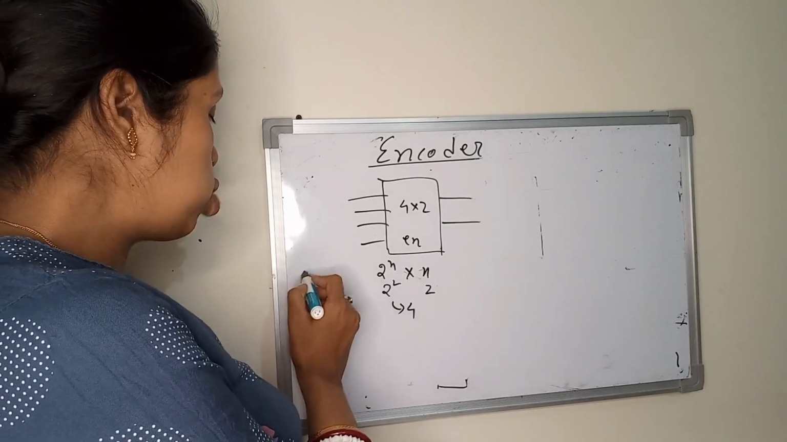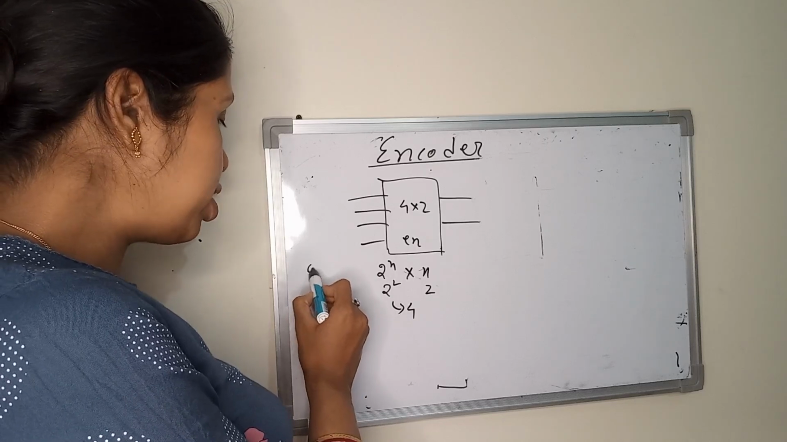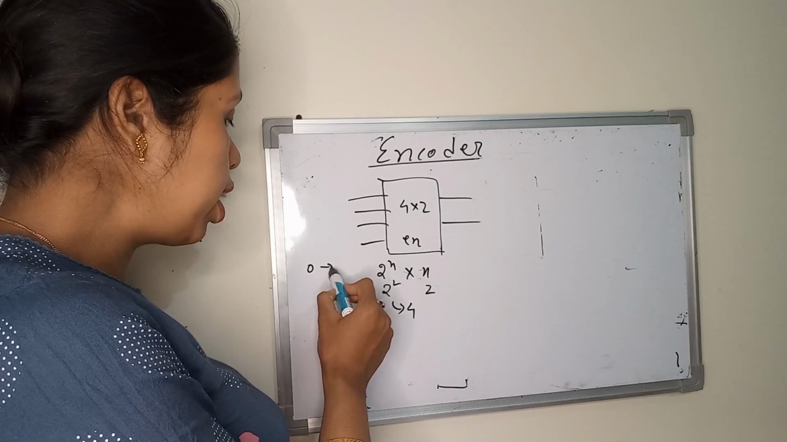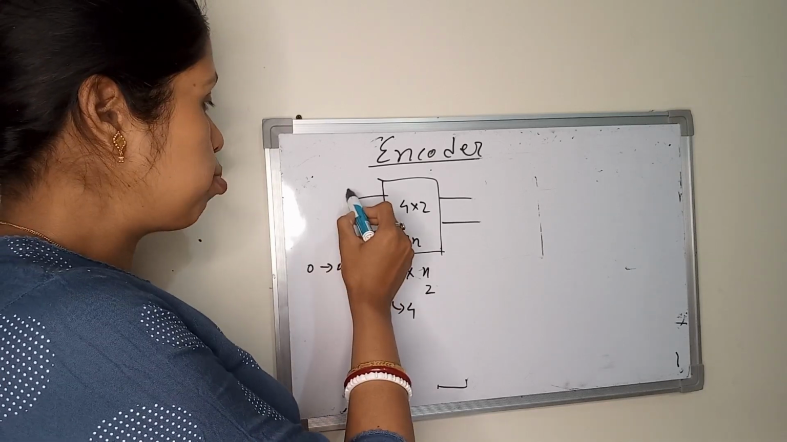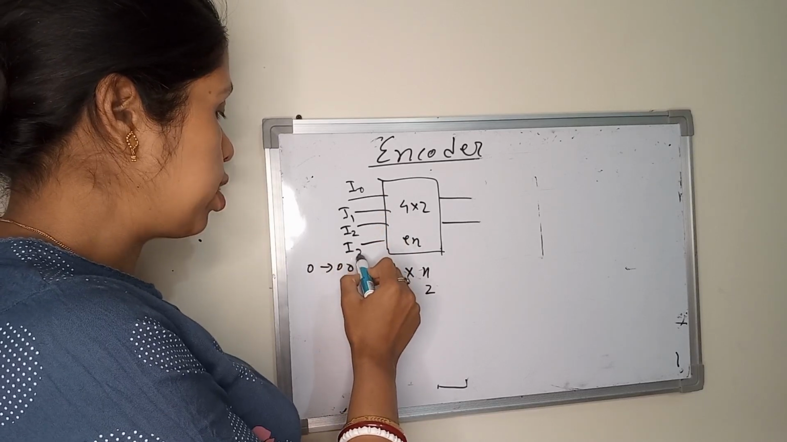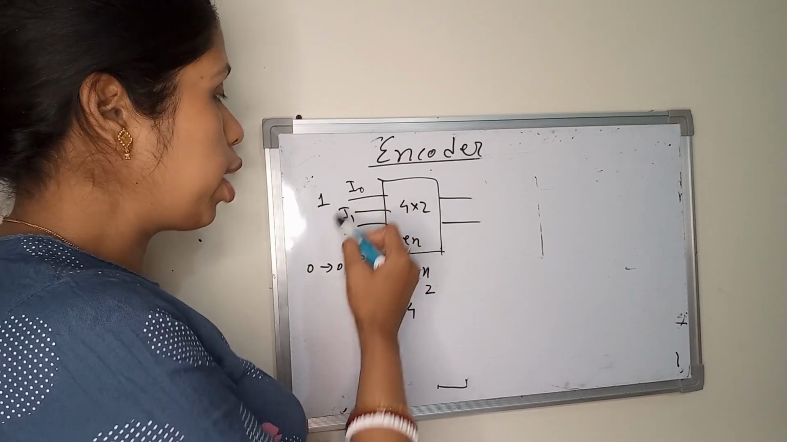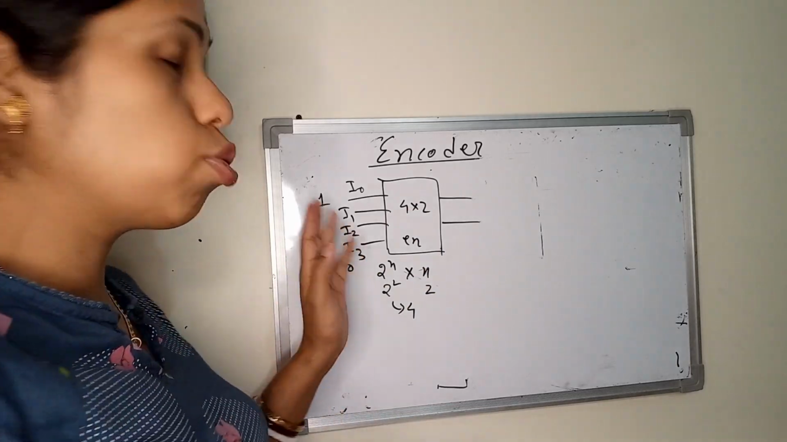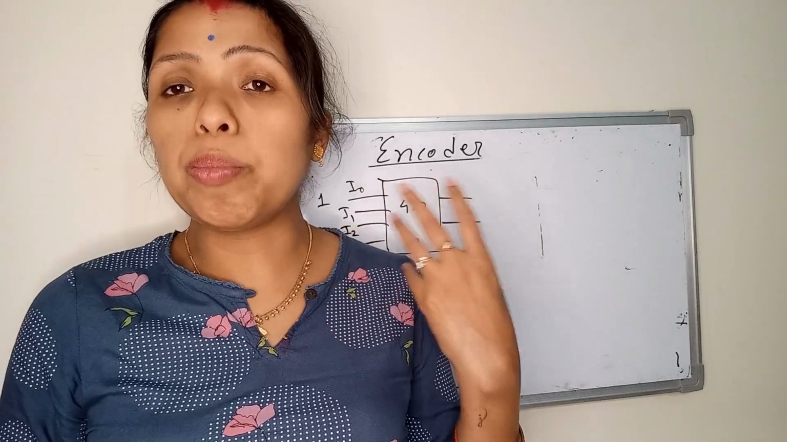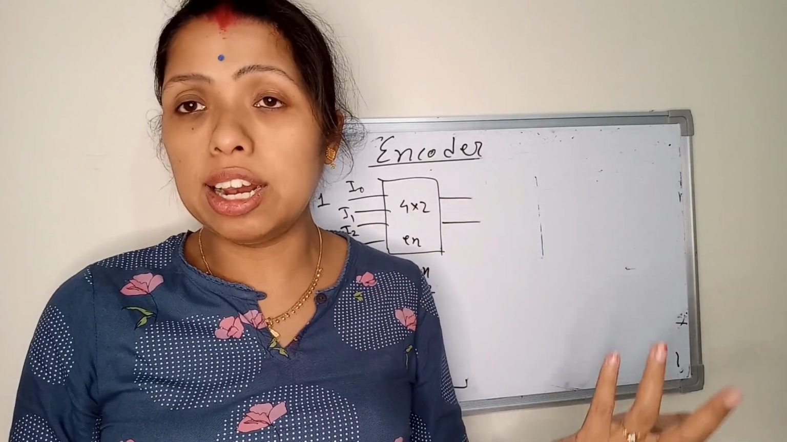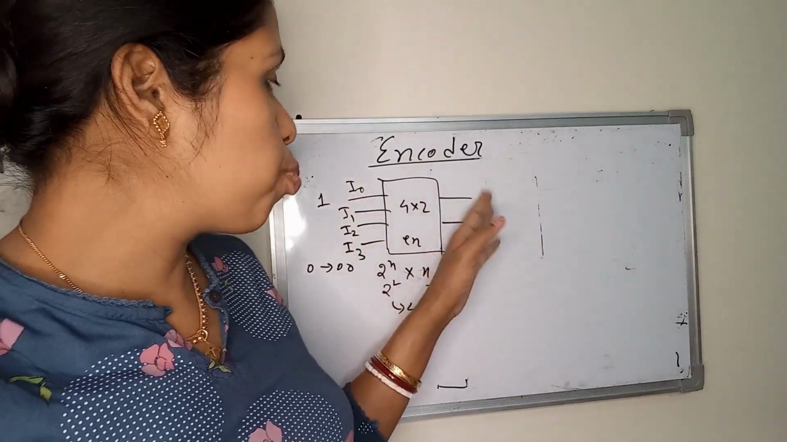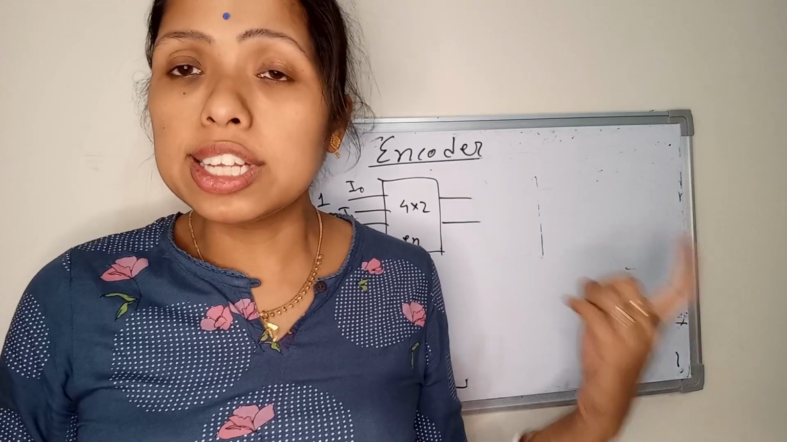Now suppose you want to send the decimal number 0, and for 0 you should get 00. Suppose these inputs are I0, I1, I2, I3. I will send logic 1 through I0. Once I send logic 1 through I0, that means I am sending the decimal number 0 through the input channel, so at the output you will get 00.